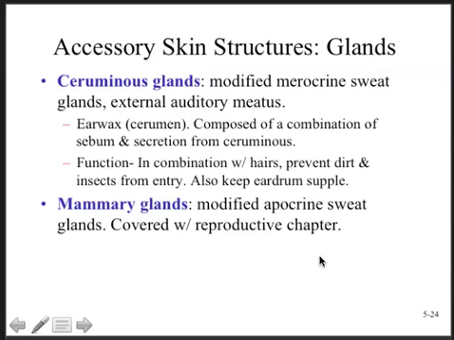Mammary glands are modified apocrine sweat glands, and their purpose, of course, is to provide nourishment for the neonate.